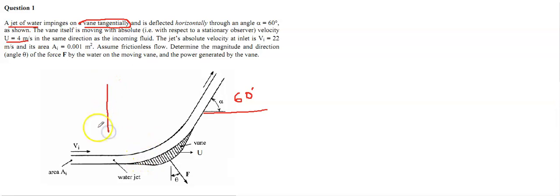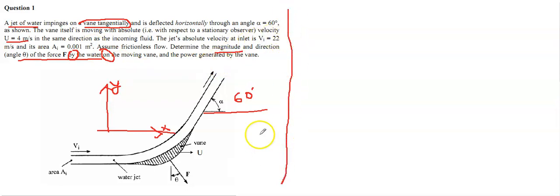Let's say this is our coordinate system. This is the positive x direction and this is the y direction. The jet absolute velocity is v1, vi. This is 22. This is the inlet velocity and the corresponding area is 0.01. Assume this is a frictionless flow. We need to determine the magnitude and the direction, that means the angle of the force, by the water on the moving vane. These two terms are really important. Definitely we're going to discuss this, and the power generated by the vane.